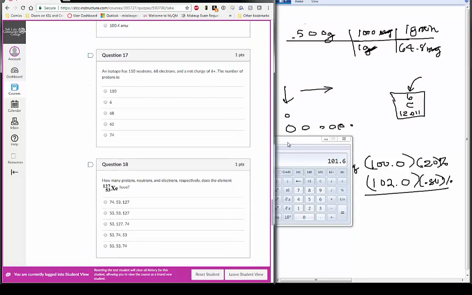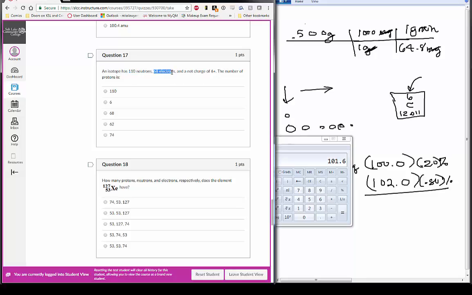Now question 17, I'm given an isotope with a certain number of neutrons, a certain number of electrons, and a particular charge. And they want to know what the number of protons is. What you need to know is that protons will contribute to the overall mass with the neutrons and the overall charge with the electrons. Since I didn't give you any information about mass, then this information about the number of neutrons is actually not helpful. If you had the mass, you could calculate the protons from that if you knew the neutrons, but we don't have that. So this is just extra information meant to distract you.